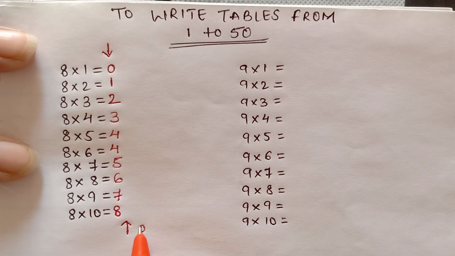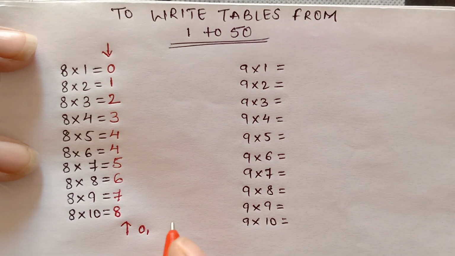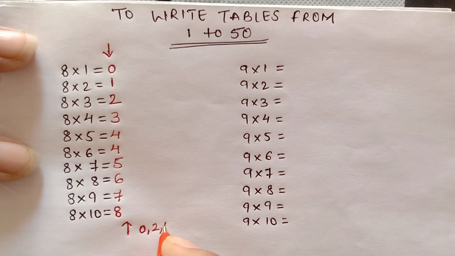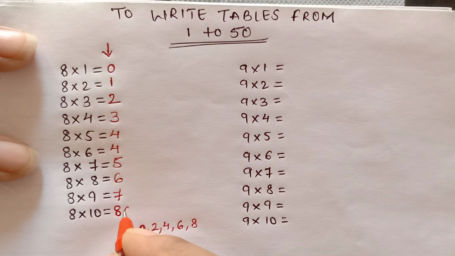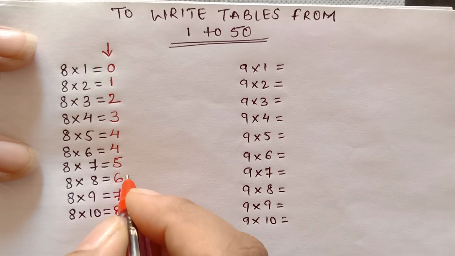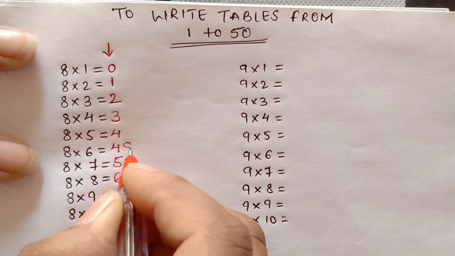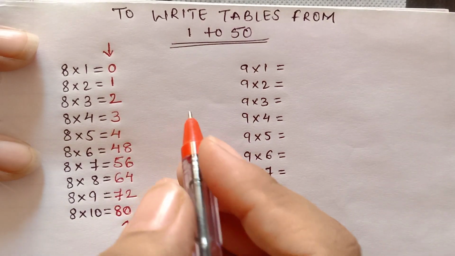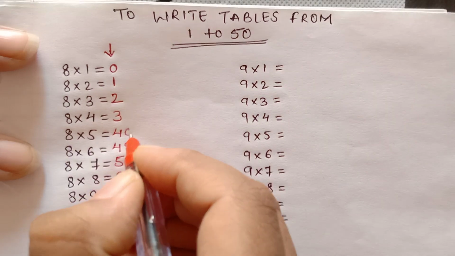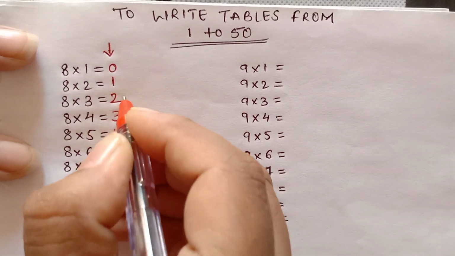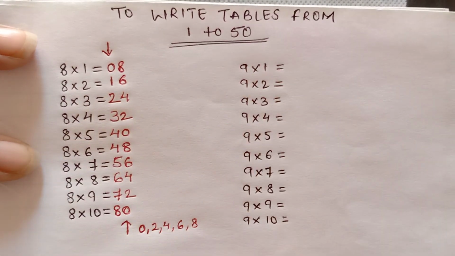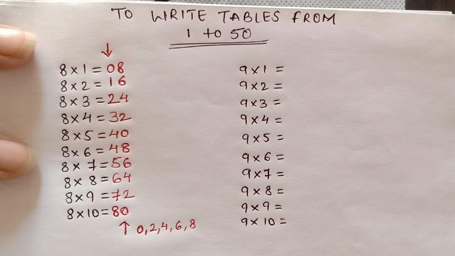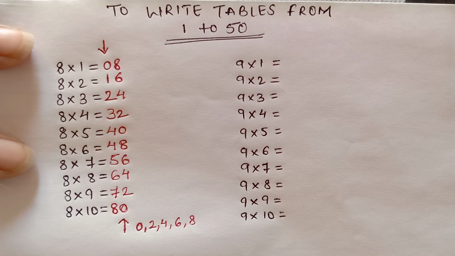The next step, writing the values from here. Now those values should be even numbers between 0 to 8. So it's going to be 0, 2, 4, 6, and obviously 8, because I told you between 0 to 8. Now we don't have more values between 0 to 8, so we're going to repeat it. 0, 2, 4, 6, and 8. And there you go. We have the table of 8 right in front of us without actually memorizing it.